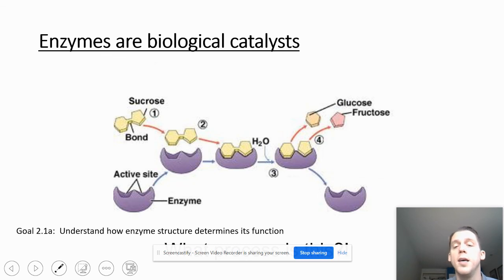Those are the products. And what we're going to be left with is an empty enzyme, and that empty enzyme can be reused. We can use enzymes hundreds, thousands, millions of times. Enzymes can be used a lot.